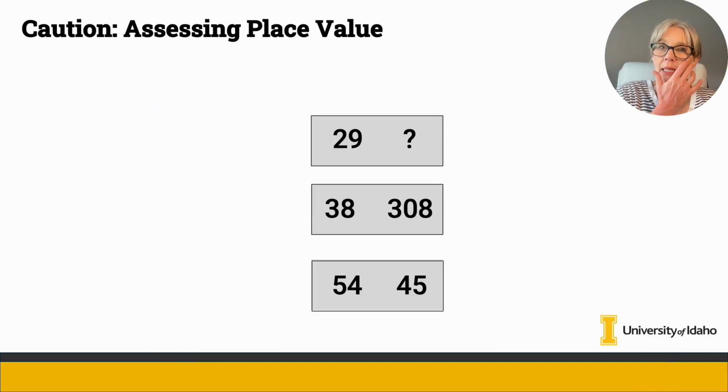So let's take a look at just assessing place value. And I just want to give you some caution. While students could fill in missing numbers correctly when asked to count to 100, some students are confused when changing from one decade to the next. For example, stumbling when they reach 29, not sure what came next.